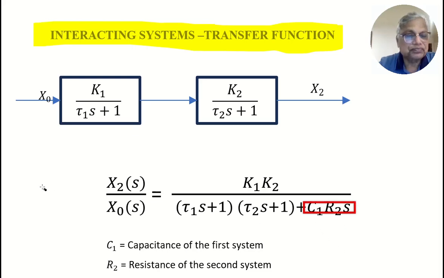So the overall transfer function X2 by X0 of s is given by K1 K2 divided by (tau1 s plus 1) into (tau2 s plus 1) plus C1 R2 s, where C1 stands for the capacitance of the first system and R2 stands for the resistance of the second system. Every first order system has a capacitance and a resistance. So C1 is the capacitance of the first, R2 is the resistance of the second. In the denominator of the transfer function there is an extra term C1 R2 s.